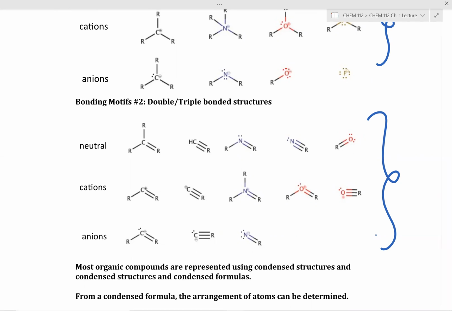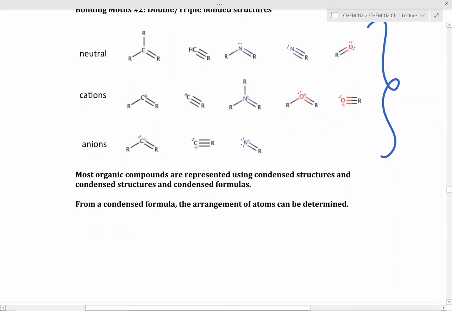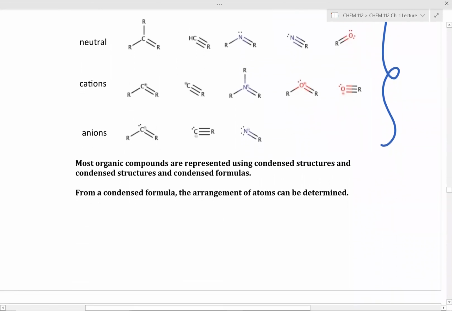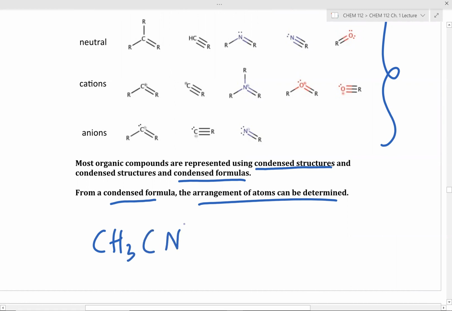Okay, now we also know that most organic compounds are represented using condensed structures and condensed formulas. And from the condensed formula, the arrangement of atoms can be determined. For example, in CH3CN, we are able to establish that we have a carbon connected to 3 hydrogens. That carbon is connected to a second carbon, which is connected to a nitrogen.